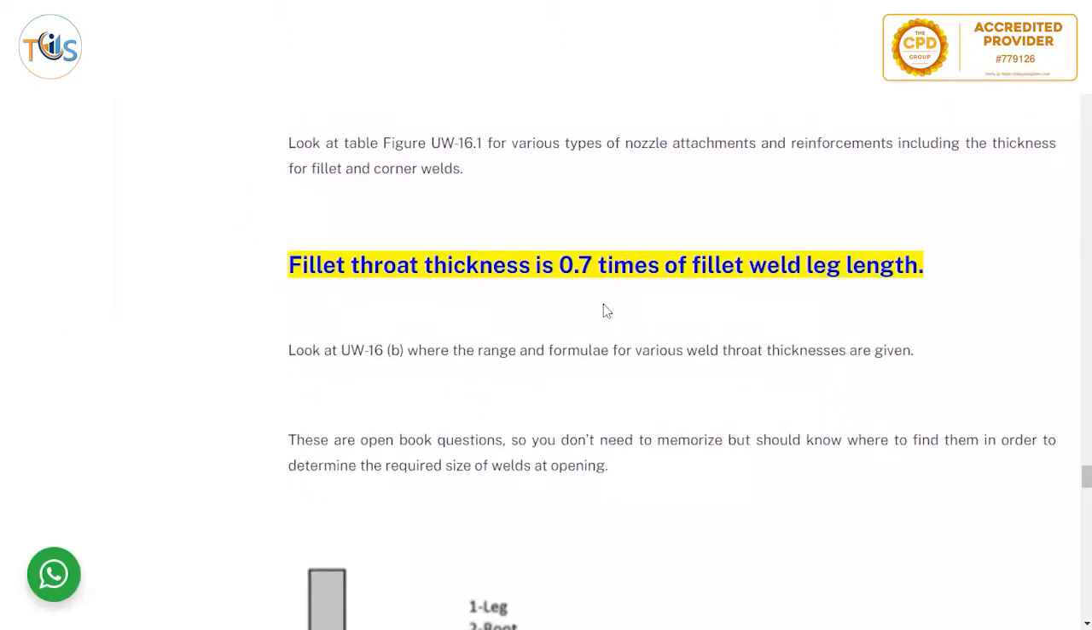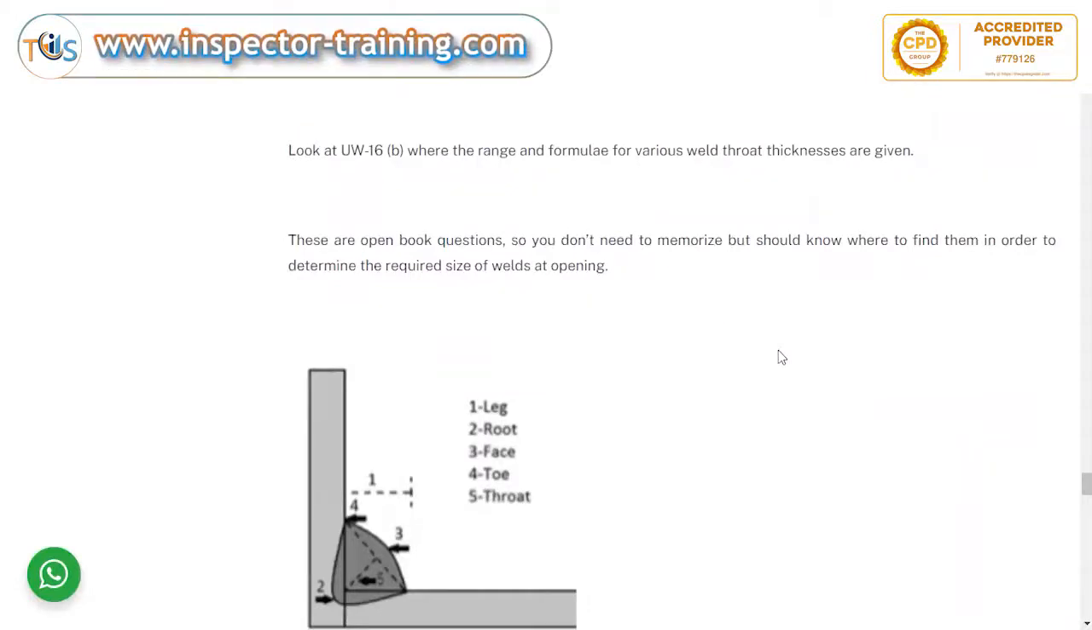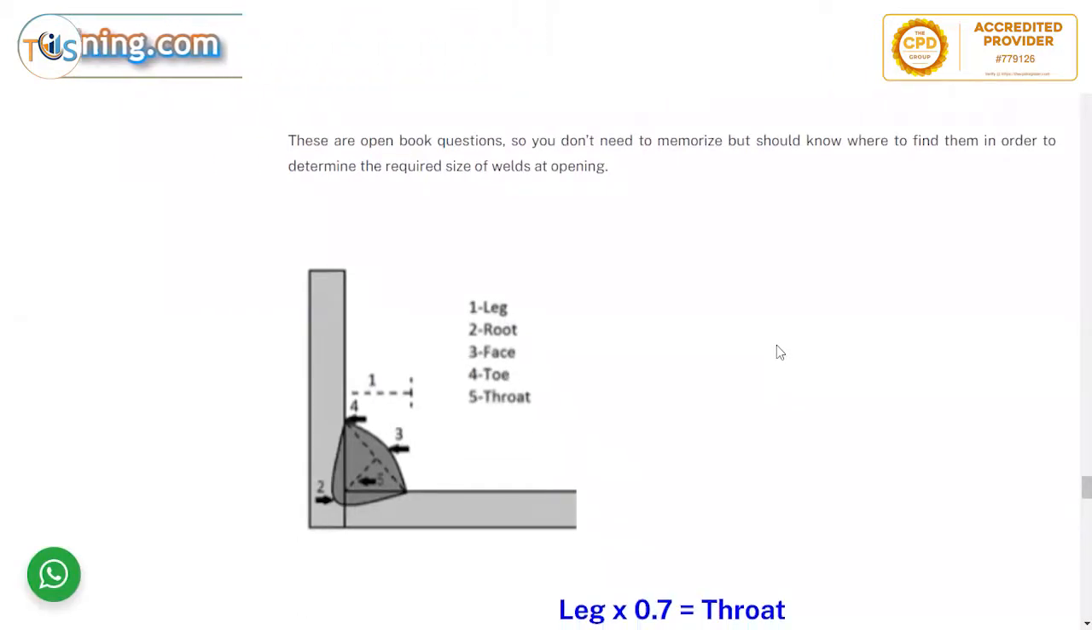There might be a calculation question asking you to do a fillet throat thickness calculation using weld leg length or vice versa. It's a simple multiplication or division by 0.7, because fillet throat thickness is 0.7 times the fillet weld leg length. Look at UW-16(b), where the range and formula for various weld throat thicknesses are given. These are open book questions. You don't need to memorize, but should know where to find them in order to determine the required size of weld at openings.